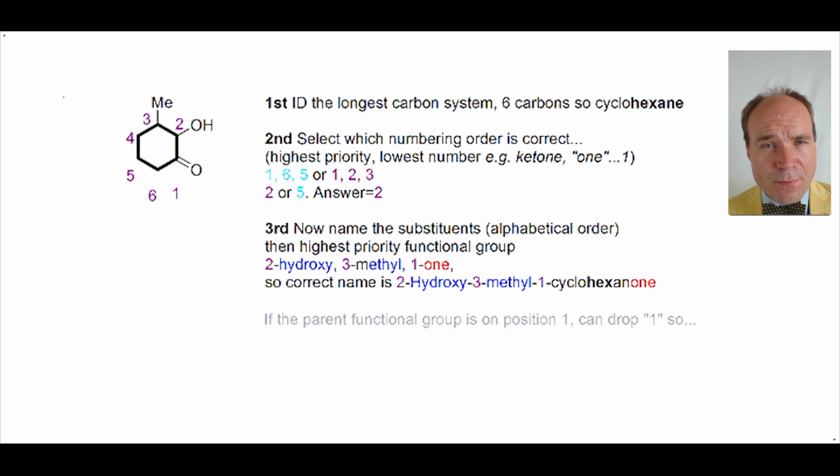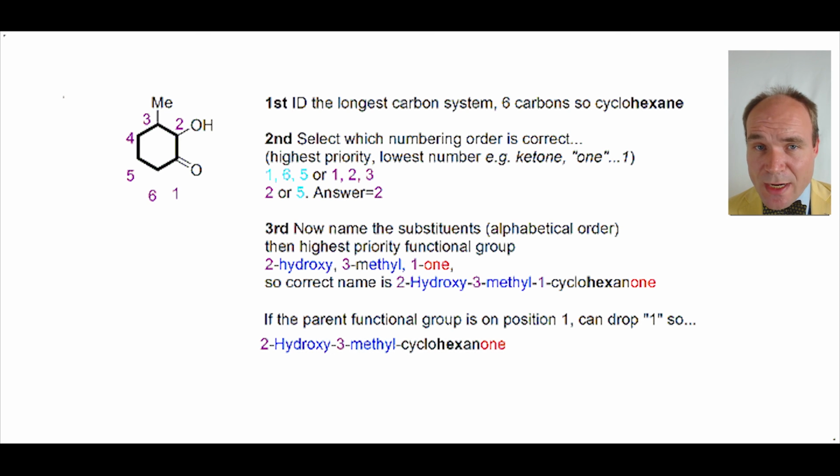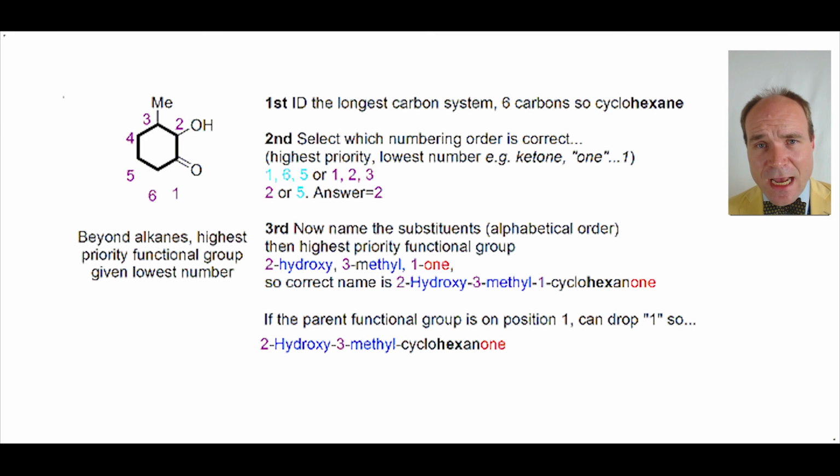1-cyclohexanone. But when the highest priority functional group is given position number 1, we don't have to write 1 in the name. And if you don't see a number given to the highest priority functional group, you can assume that number's 1. So the absolute name here is 2-hydroxy, 3-methylcyclohexanone. Notice there we dropped the 1. Okay, so beyond alkanes and alkane equivalents, we need to give the highest priority functional group the lowest possible number. And that's the takeaway message from this example.